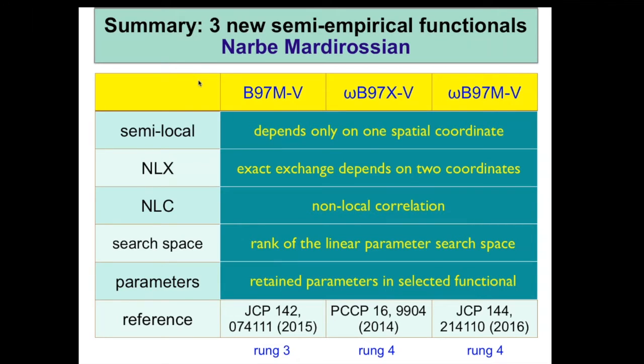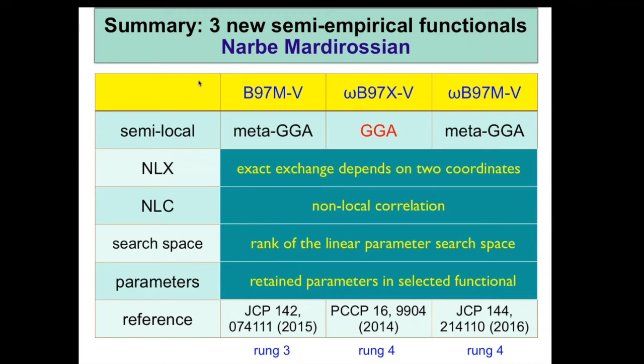And it's this rightmost functional that we are probably most excited about, but each of the other 2 has some special features as well. So let's just walk through those features and then we'll dig into them in more detail. The semi-local ingredient, well, is this a GGA or a meta-GGA? It's the part that depends on only 1 electron coordinate. 2 of these are meta-GGAs, the left column and the right column, and omega B97X-V in the middle is somewhat simpler. It's just a GGA.